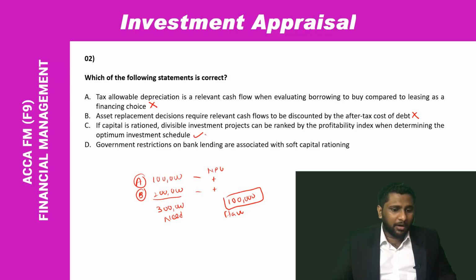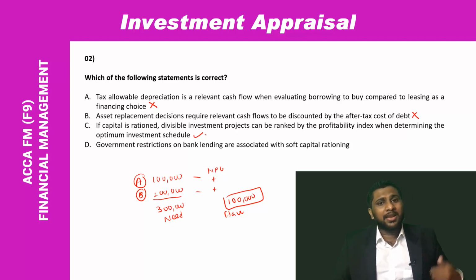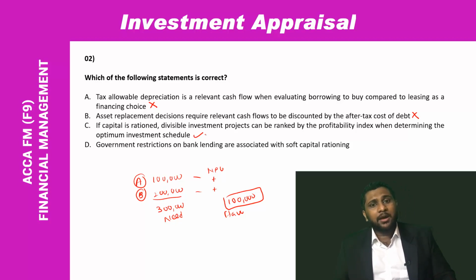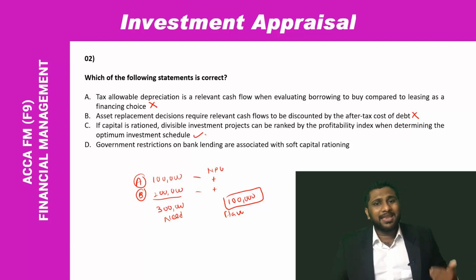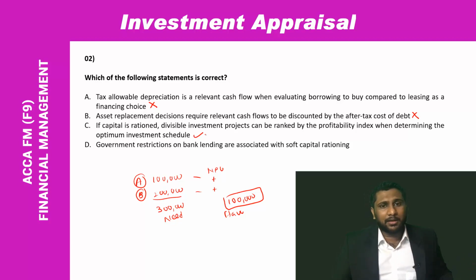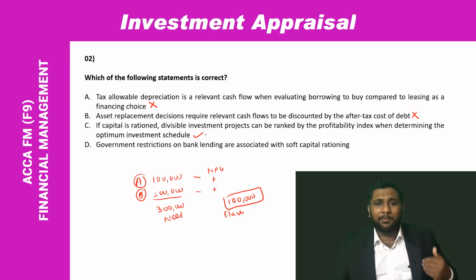Next one, D. Government restriction on bank lending is associated with soft capital rationing. You know, there is something called hard capital rationing and something called soft capital rationing. What is hard capital rationing? If outside parties, like lending institutes or banks, restrict the funds and tell you no, we can't give the money that you want, it is hard capital rationing, an outside factor. If the capital is limited from inside the company, it is internal, and we call it soft capital rationing.